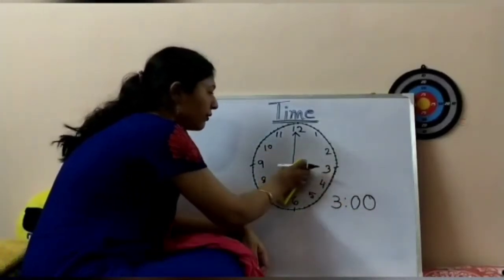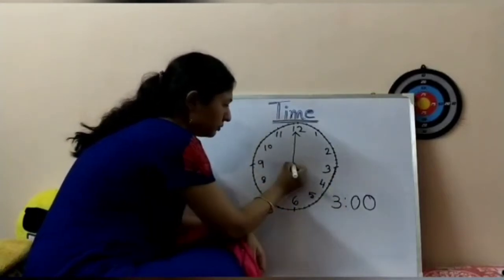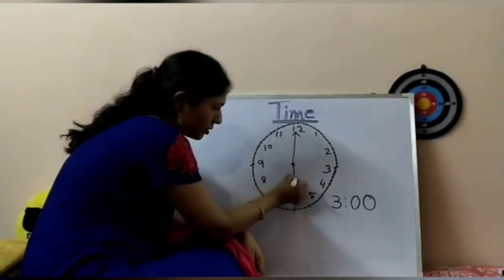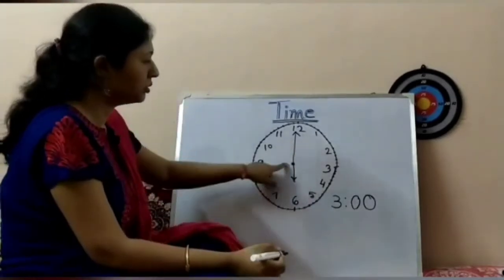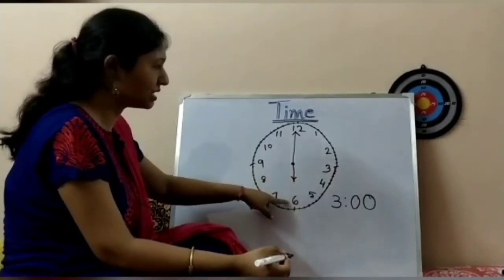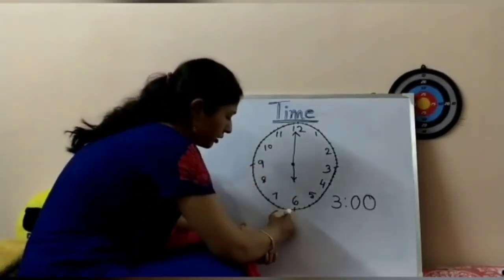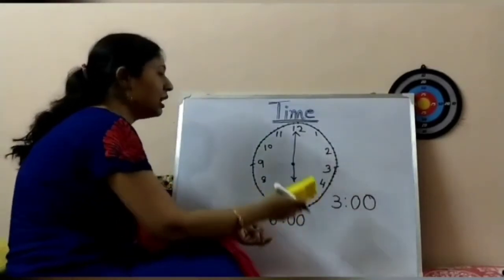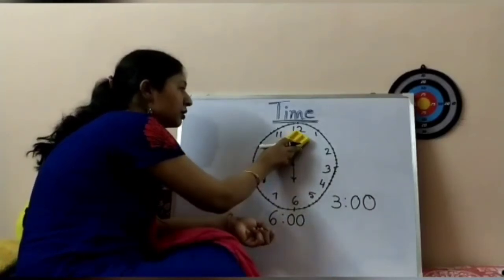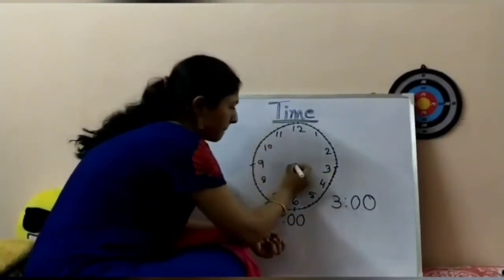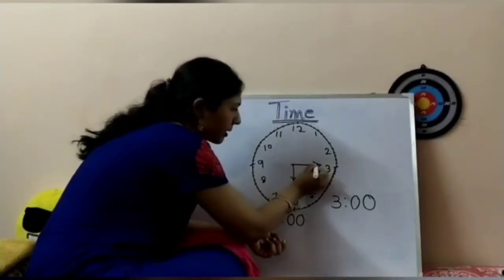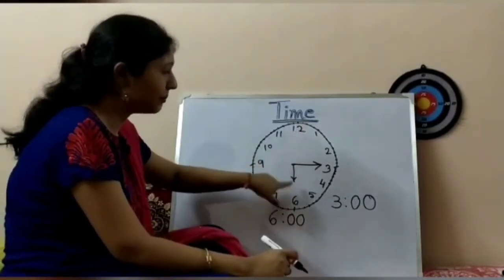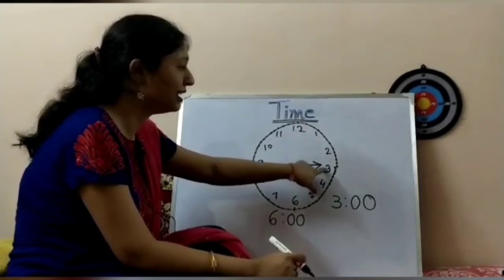Same way, if I draw the small arrow, it denotes 6. I mean this is 6 o'clock. That is very easy. If I draw the small arrow, it shows 6, but the big arrow shows 3.